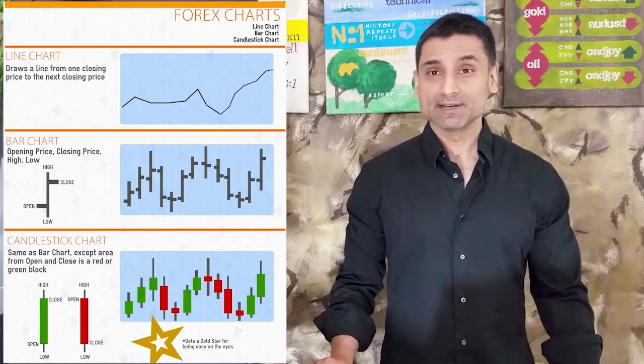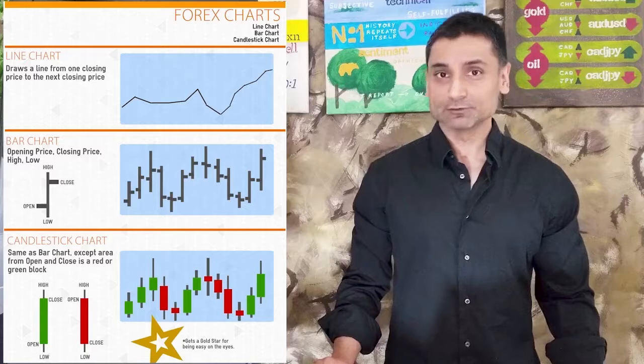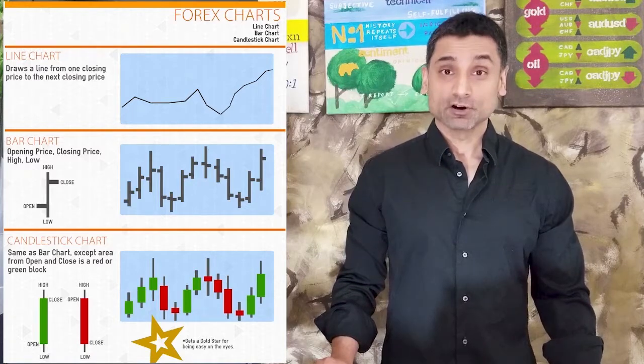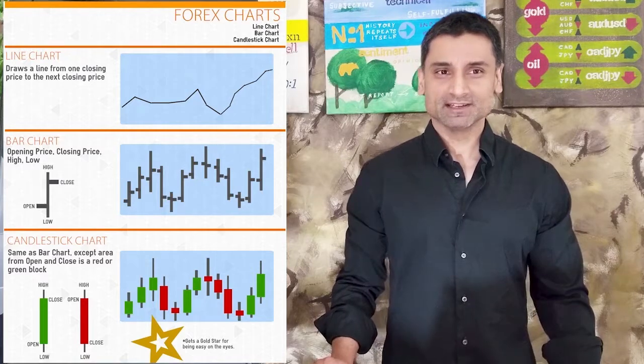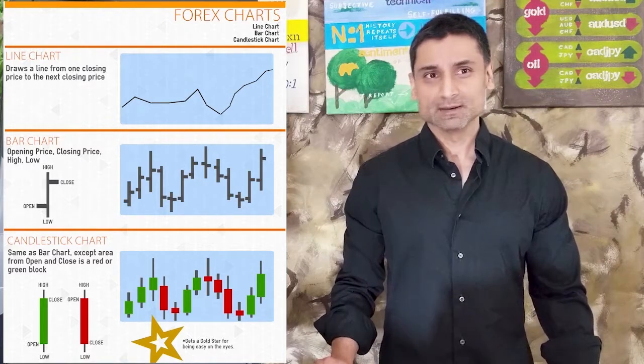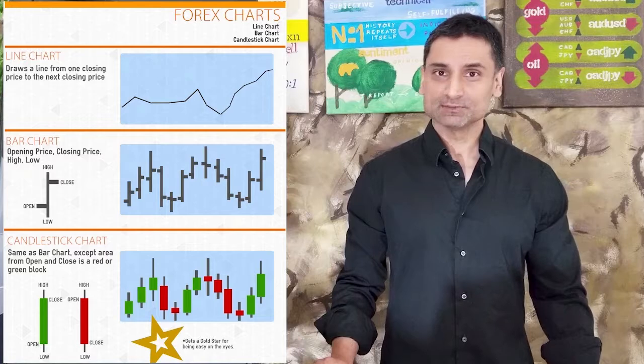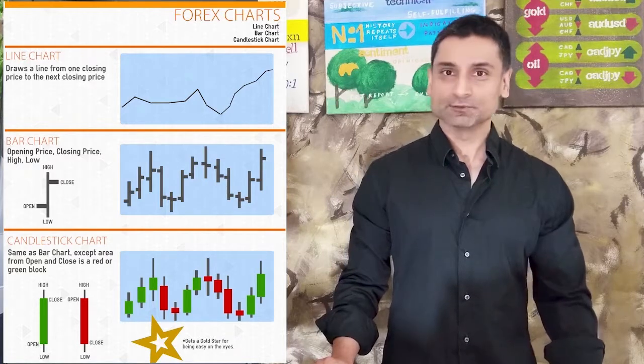There are three main types of charts: the line chart, the bar chart, and the candlestick chart. There are others like the Renko chart, the point and figure chart, and the Kagi chart, but those are not used as much, so we're only going to stick with these three main ones.